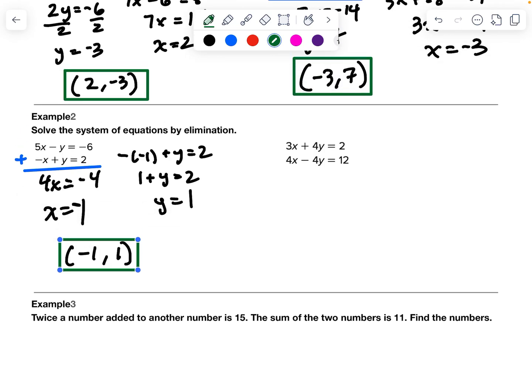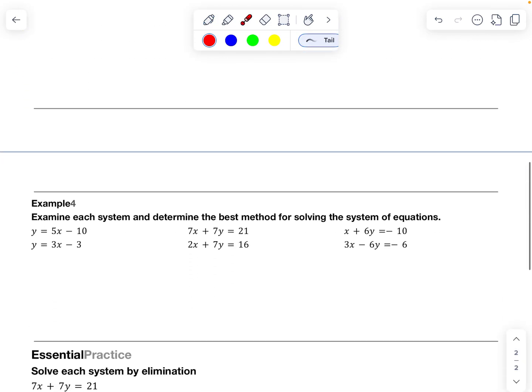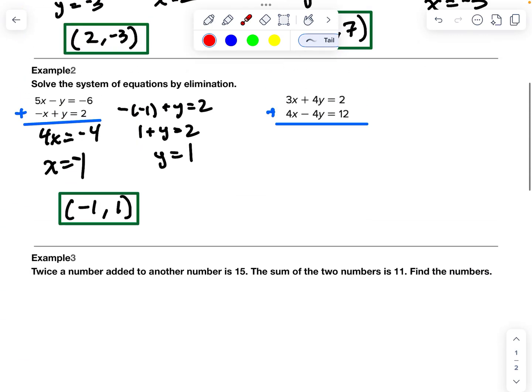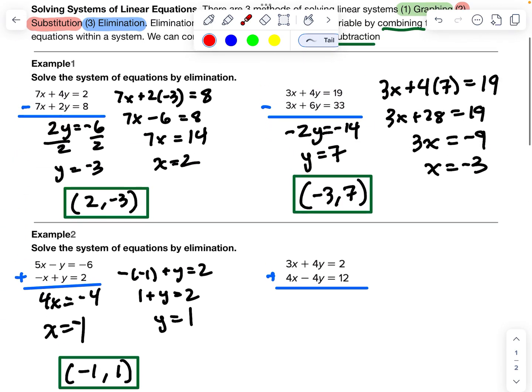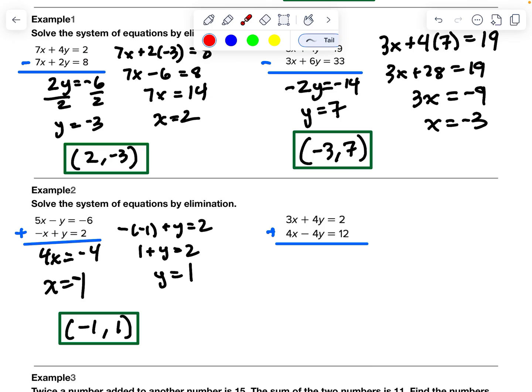All right, next one. Again, we're going to add, and if we add, the y variable will eliminate. Now, not always does the y variable eliminate. I'm not entirely sure why I ask you to do these with just the y value eliminating here today, but also look for the x. I guess here in the top, the x eliminated, and in the bottom, the y is eliminating. It can kind of go either way.